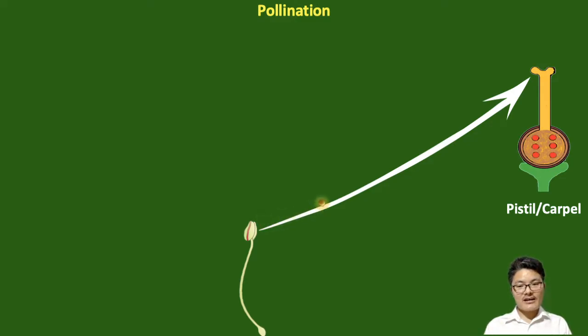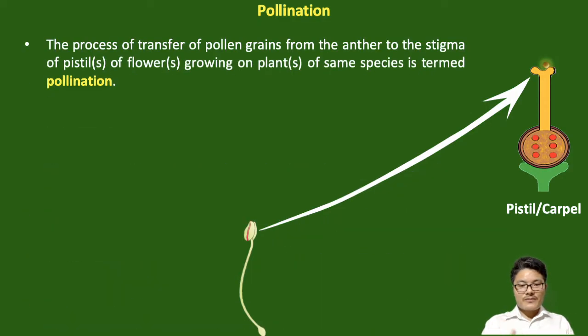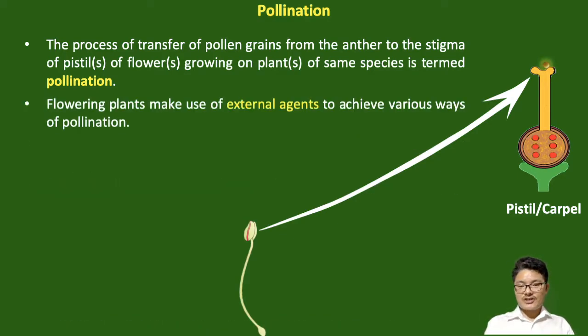And pollination can only occur between the same species of plant. A flower of a rose plant can produce pollen grains which will be successfully transferred onto a flower of a rose plant, and thereby fertilization and production of seeds of rose plant can occur. There is no chance of production of seeds after pollination occurring between rose flower and mango flower. To explain it, I would prefer to describe it like this. Pollination is a process of transfer of pollen grains from anther to stigma of pistil of flowers growing on plants of the same species. Usually, in order to achieve pollination, most of the plants use external agents. So external agents or pollinators are used in order to achieve pollination in most of the plants.